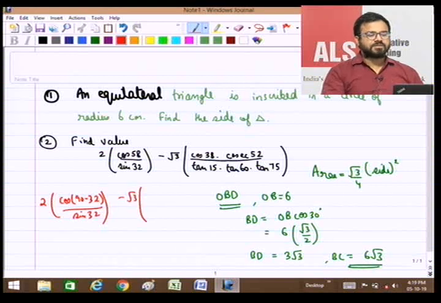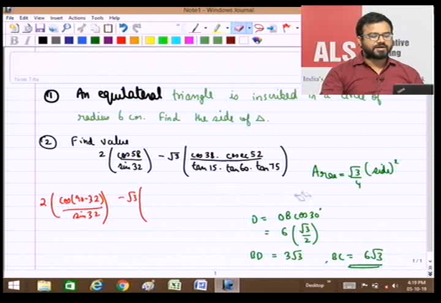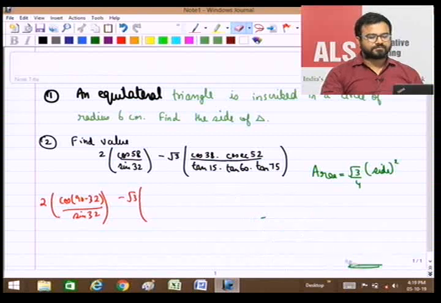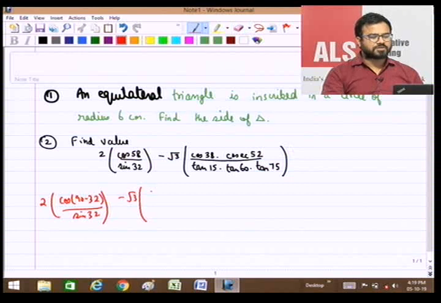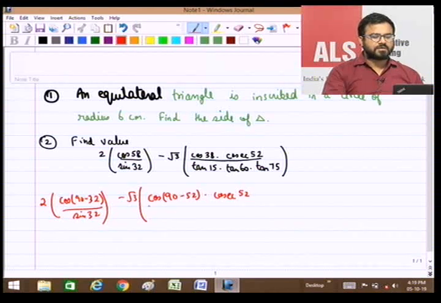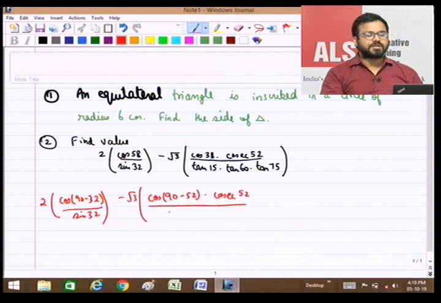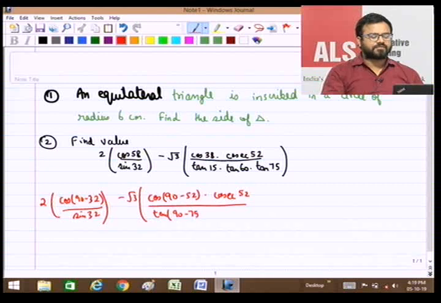Minus root 3 times this cos 38 and cosec 52. Again the same concept. Cos can be converted into sine. So this cos 38 can be written as cos of 90 minus 52, keeping cosec 52 as it is. And 15 and 75 makes 90 degree. So 15 can be written as 90 minus 75.